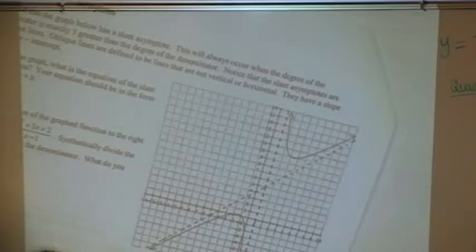This will always occur when the degree of the numerator is exactly 1 greater than the denominator. It doesn't matter what they are, it just has to be 1 greater. So if it's x cubed on top, it would be x squared on bottom. If it's x squared on top, it's just x on bottom. It has to be separated by 1. So the degree on top is 1 greater than the degree on bottom.